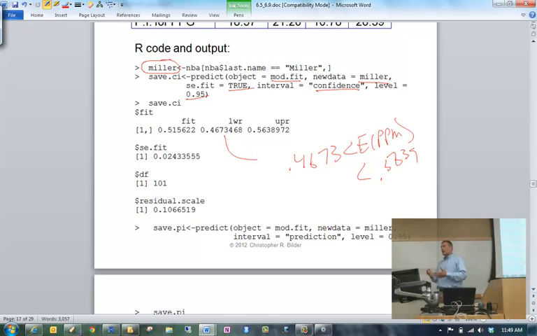Just to make sure you understand the interpretation of this interval, what this says is that with 95% confidence, I would expect all players with this particular minutes per game, this particular height, this particular free throw percentage, to have an average points per minute between those two numbers.